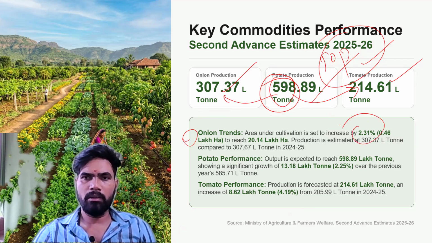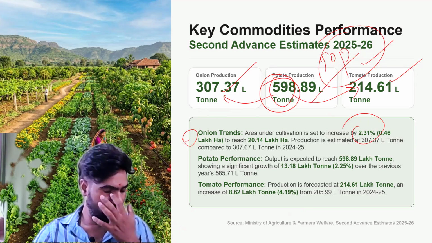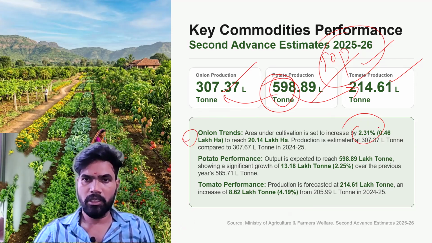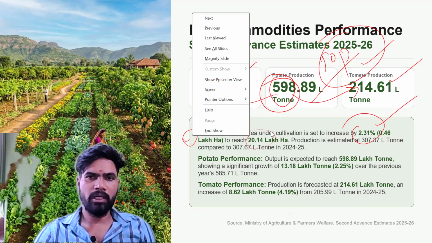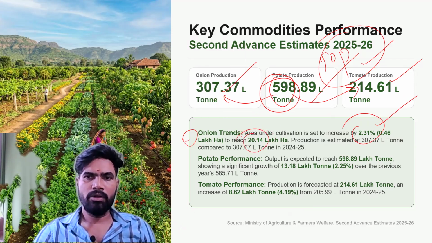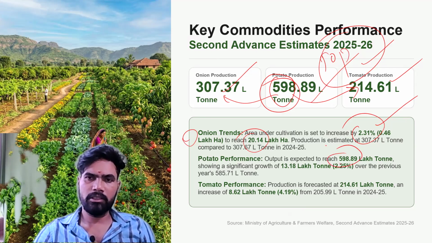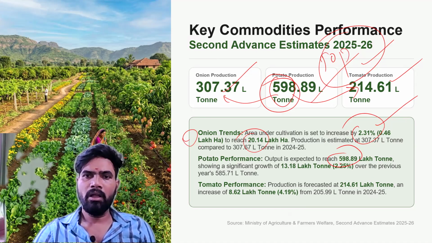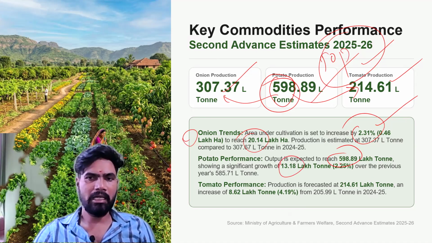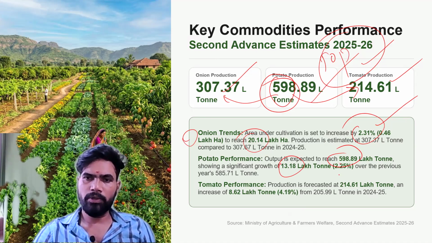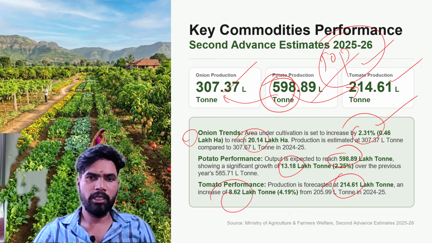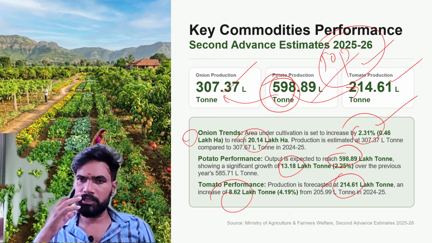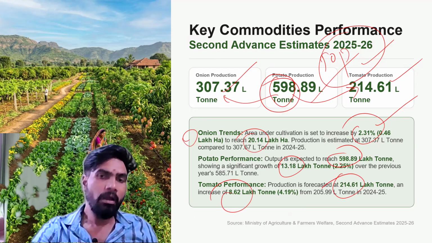Area under cultivation for onion is expected to increase by 2.31%. The actual area is 20.14 lakh hectares. Then potato output is expected to reach, as we have already seen, 598 lakh tons, an increase of 13.18 lakh tons compared to the previous year. Tomato, the expected production is 214.61 lakh tons, an increase of 8.62 lakh tons compared to the previous year. This is about the top crops. We will move forward.